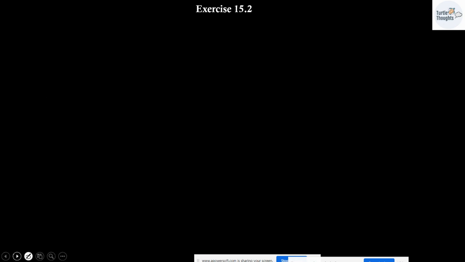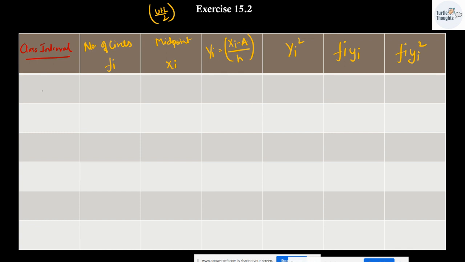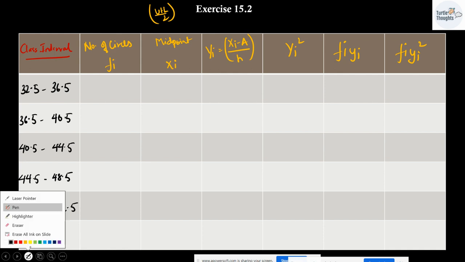Okay. So I will be getting the class interval as 32.5 to 36.5, 36.5 to 40.5, 40.5 to 44.5, 44.5 to 48.5, 48.5 to 52.5. I have made a note of class interval.